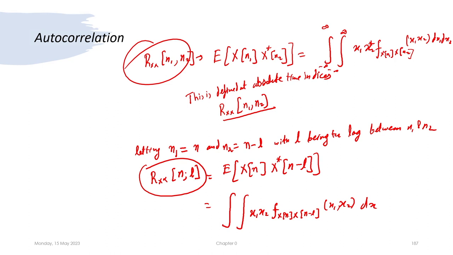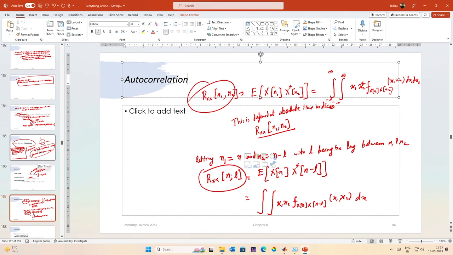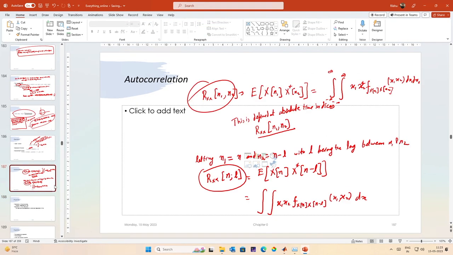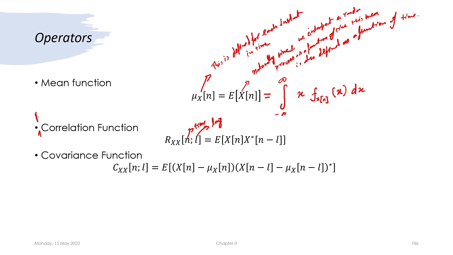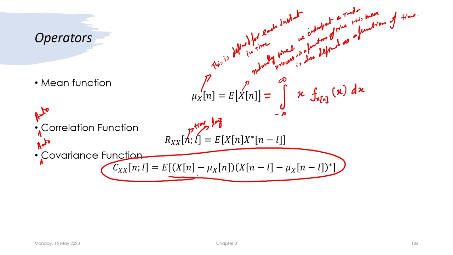So now the question is, why do we need these two notations to define a property? That will become clear when we talk about the properties of random processes. The third function that we are going to talk about today is called the autocovariance, or the covariance function. So this is the autocorrelation function and this is the autocovariance function. The correlation function is defined for two random processes x and y. This is the mean function, autocorrelation function and autocovariance function. Similarly, the autocovariance function is defined like this for a time index n and a lag l. What is the physical significance of this?